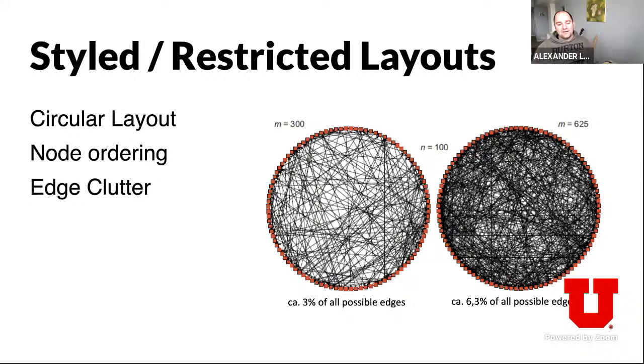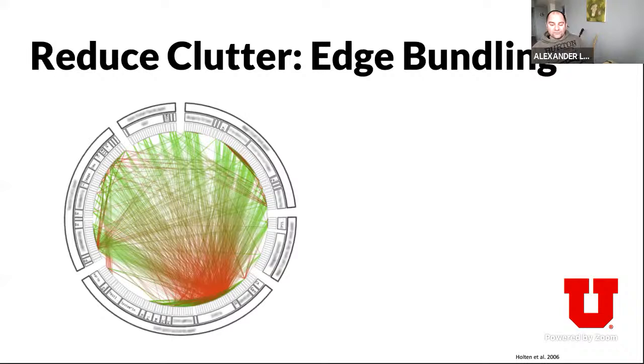You can try to optimize edge ordering, or node ordering, sorry, so that nodes that are connected are close to each other. And there are also some other smart things that you can do. For example, you can do edge bundling. What you see here is a software visualization where you have individual functions or files here in the nodes.